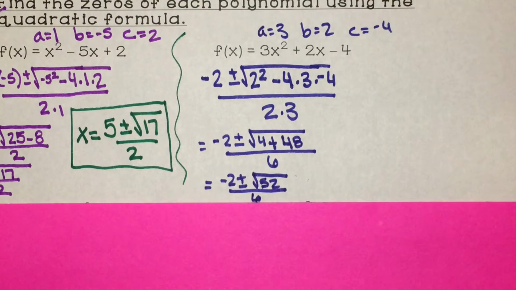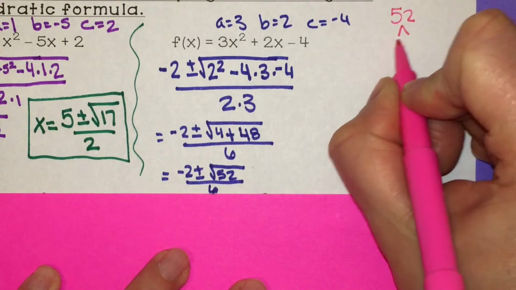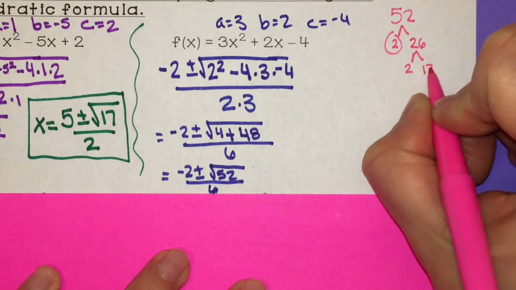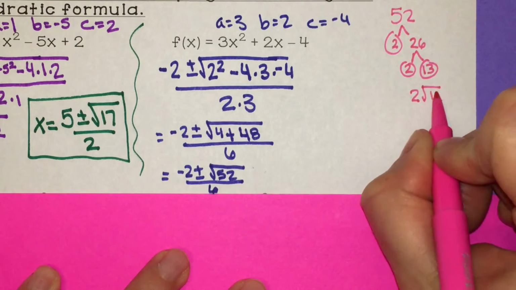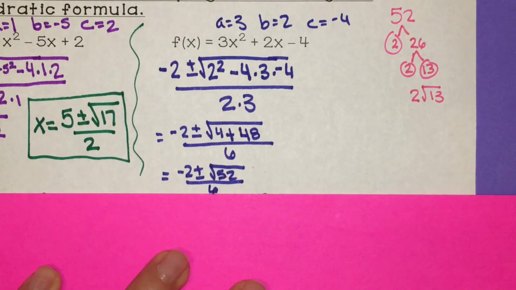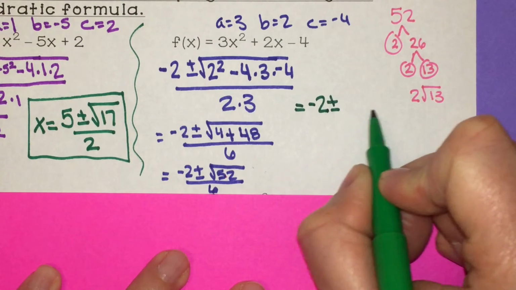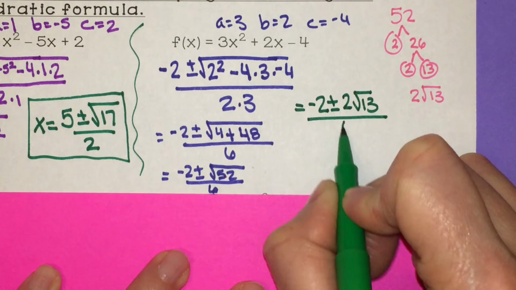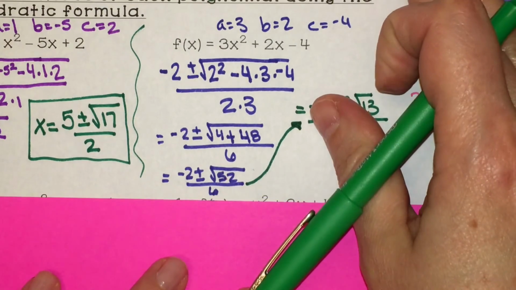I need to see if I can reduce 52. I'm just going to do the math to the side. All right, so we have 52. I know that this is 2 times 26, which is 2 times 13. Because I have a pair of 2's that can come out, and the 13 has to stay underneath, that's what square root of 52 reduces to. So I'm just going to rewrite that. It equals -2 plus or minus 2 square roots of 13 over 6. Okay, I just put an arrow because I moved my problem.